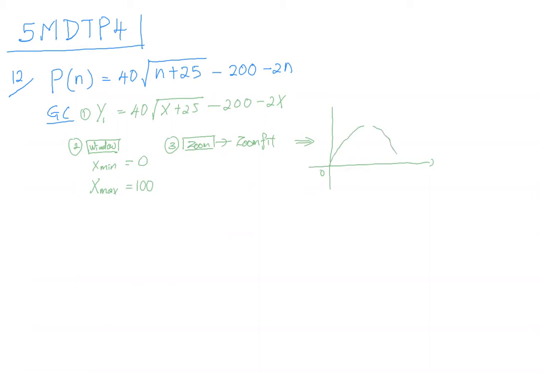Does it come down? Does it cut the n-axis? Cannot see. It's like not on the screen. But then it looks like it's going down. So that means the 100 is not big enough. I don't think it's big enough.